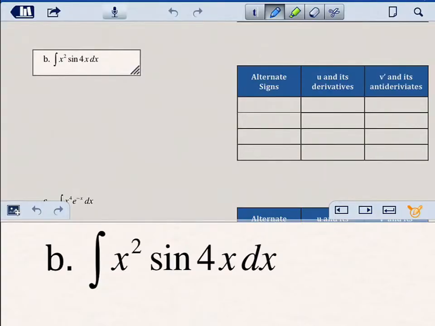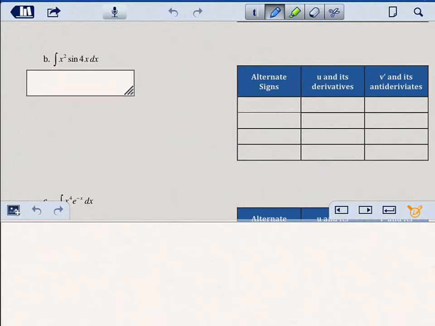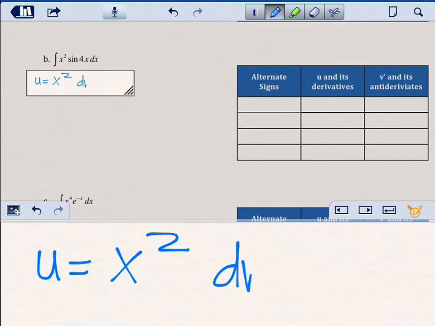All right, so let's go ahead and work through letter B together here. So we have the integral of x squared sine 4x dx. Because there's an x and a sine, we are going to let u equal x squared. And that means dv is going to be everything else, which is going to be sine 4x dx.